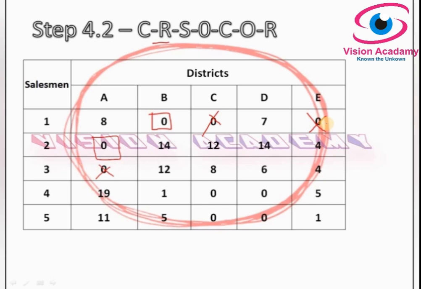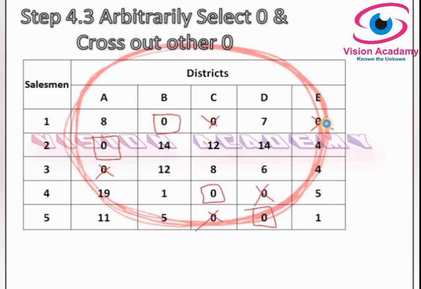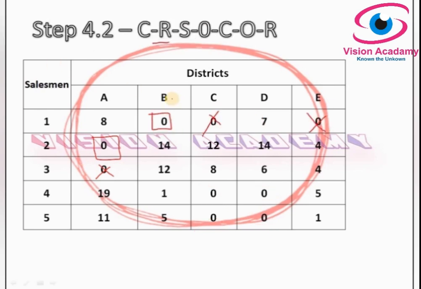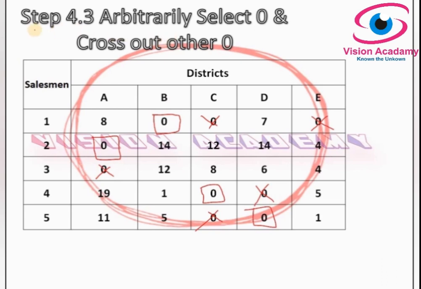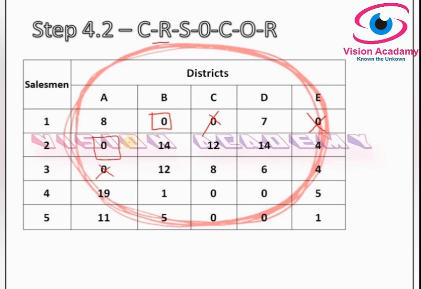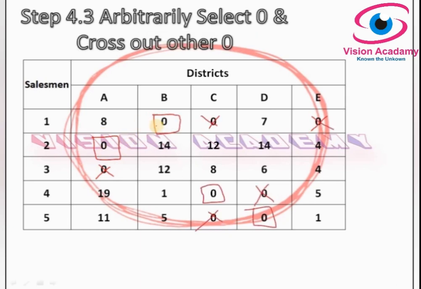Now we will proceed to step number 4.3. What does step number 4.3 say? You should start with a row, select any 0 arbitrarily and cross out all other 0s. Okay, let us look at here. We have made 2 assignments in the column and row procedure.